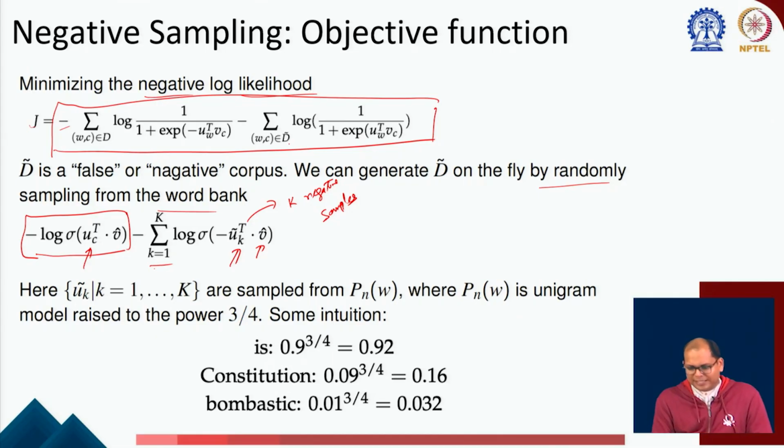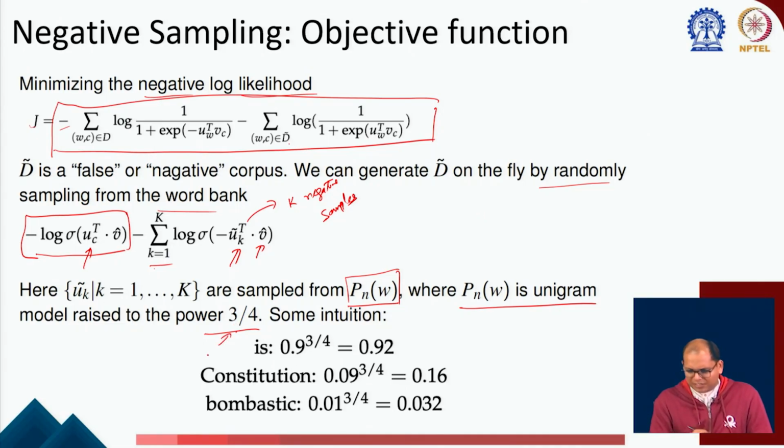So in the paper, what they did, they use P_n(w), where P(w) is nothing but a unigram probability distribution. So you know from your data what is the unigram probability for individual words, but you raise it to the power 3 by 4. Right. So it's the probability of a word to the power 3 by 4 and normalize that. So what happens as a result, because if you don't normalize, every probability will become larger, right?